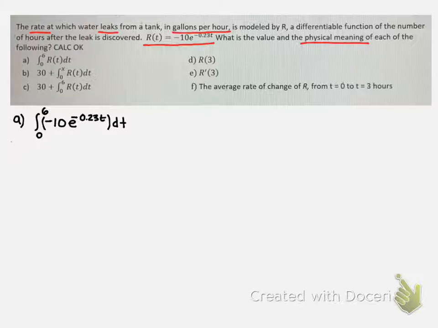So the first one, A, well, the answer, and again, this is just a reminder, let's use Math 9 on our calculator, and it will come up with negative 32.540, and these units would be gallons.